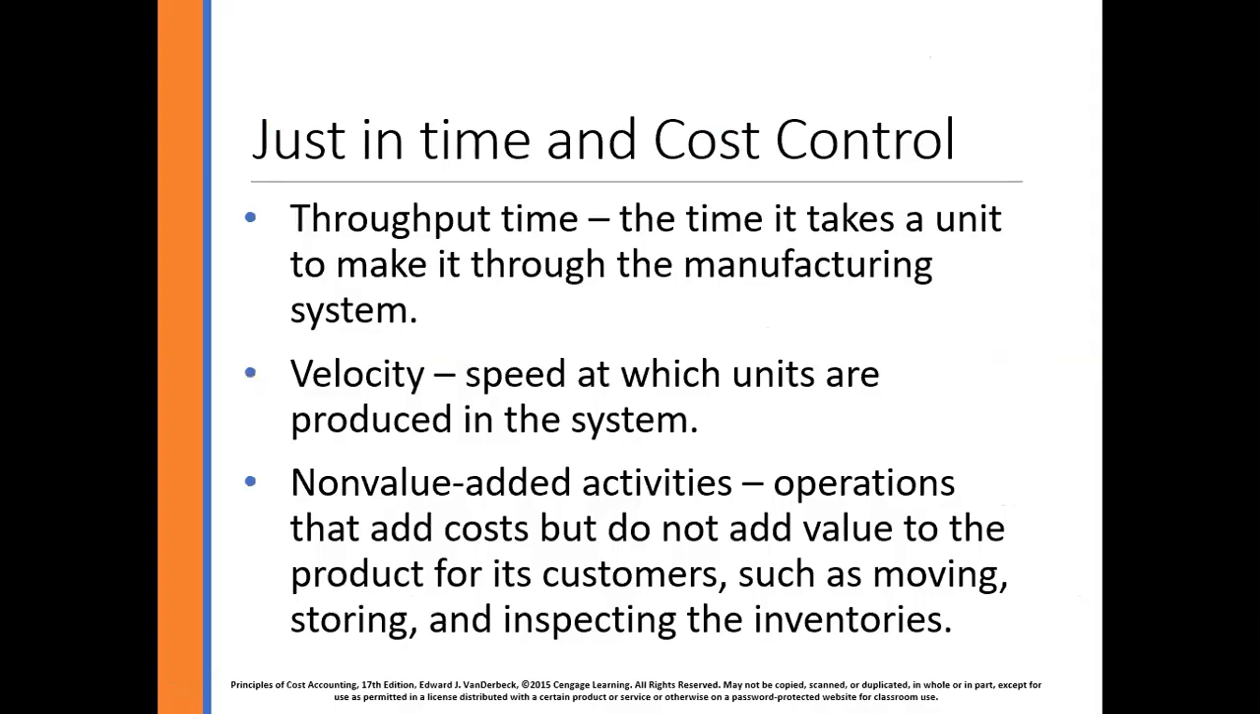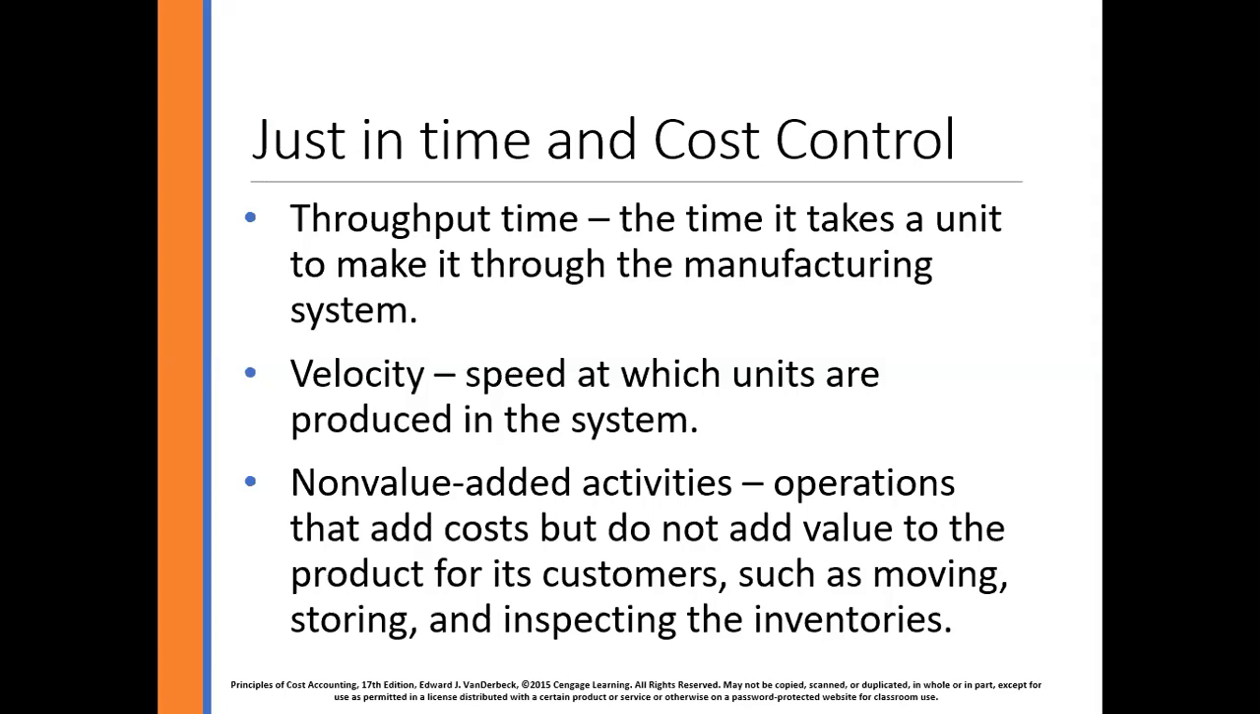So a few of these terms we need to know: the throughput time, the velocity, the non-value added activities. These are some of the things that just-in-time manufacturing, or just-in-time production system, whatever you want to call it, helps to alleviate or helps to control.